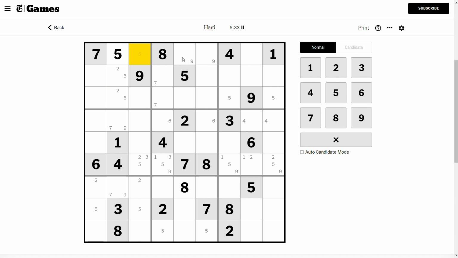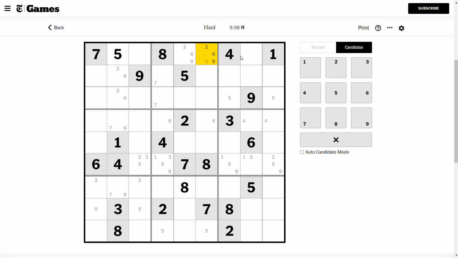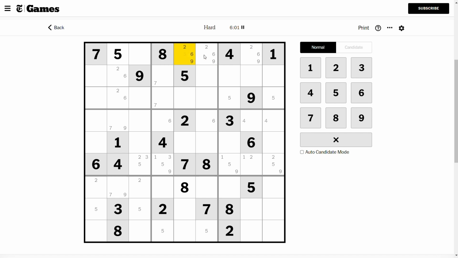Let's look at row 1. In row 1, 2, 3, 6, and 9 are the missing digits. But this cell sees 2, 6 from this pair, and 9. So this cell must be a 3, because this cell cannot contain 2, 6, or 9. It sees 2 and 6 from this pair, and it also sees 9. So these 3 digits must go into the other 3 open cells in this row, and this cell is a 3.